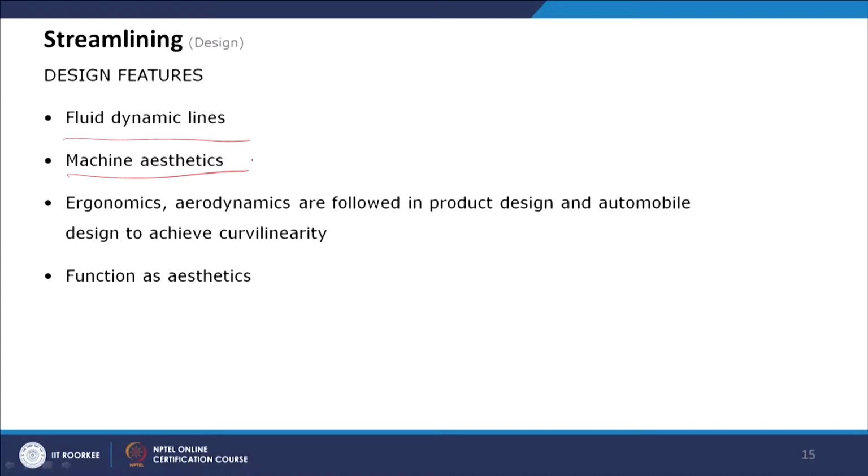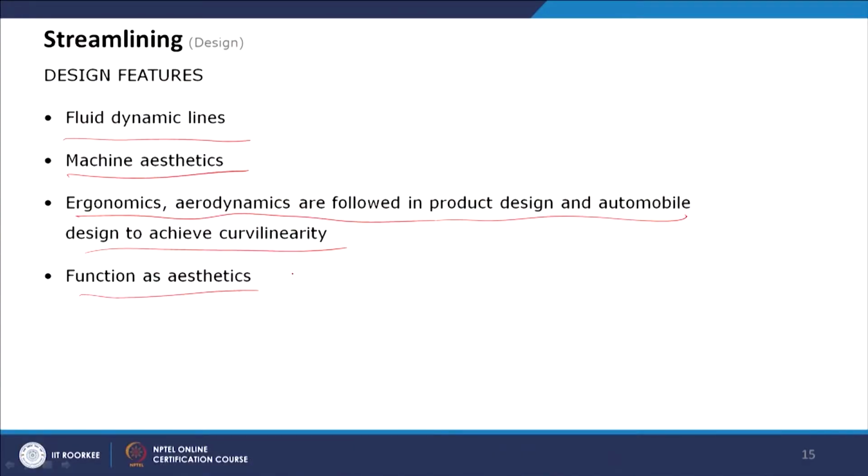And machine aesthetic is there, which was taken from the internationalist movement. Ergonomics, aerodynamics, and other principles were used in product design and automobile design to achieve the curvilinearity. And sometimes it is just for aesthetics. Sometimes ergonomics, taking the human body and ease of use into consideration, and sometimes aerodynamics was taken into consideration for automobile design to create the shape of the car, but sometimes the car was designed just for aesthetics, and function is blended with the aesthetics.